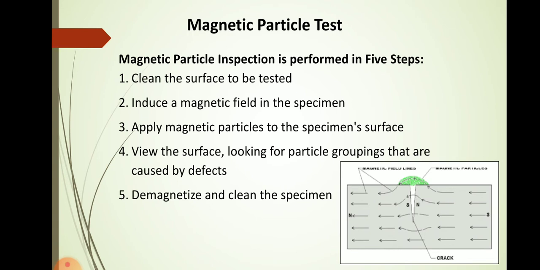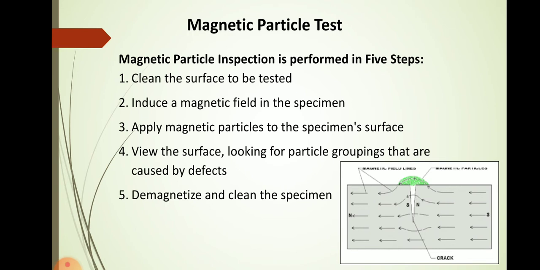Magnetic field you have to induce firstly along the length and then perpendicular to the length also, because you need to detect the cracks which are vertical as well as horizontal. So in that case you have to induce the magnetic field both ways. In the third step, you have to apply the magnetic particles to the specimen surface.